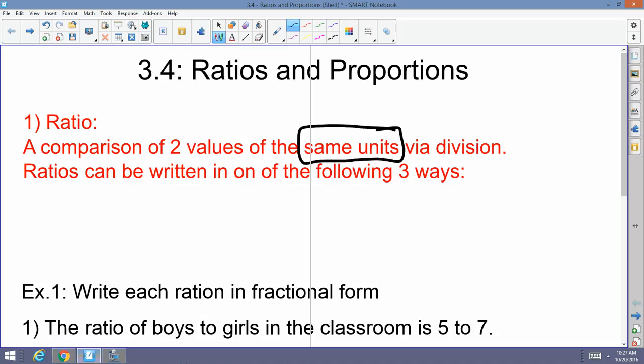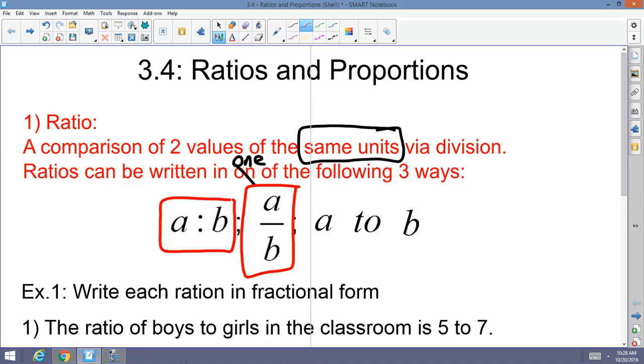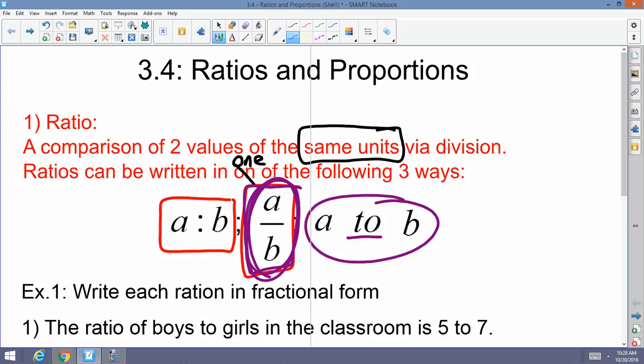Ratios can be expressed in one of the following ways. It can be written as A to B, where a colon is used to differentiate the two different values. They can have A over B in a fraction form. By the way, this is basically the best and most useful way right here. That's going to be your go-to whenever we're using this in math to solve problems. And then you have literally A to B with the word to. But by far, there's no doubt that the most important one is this guy right here.